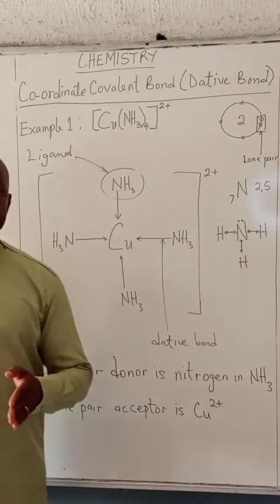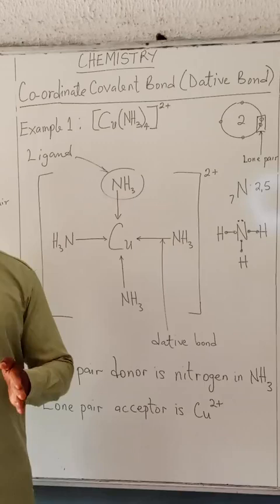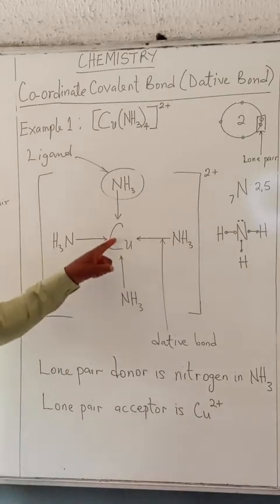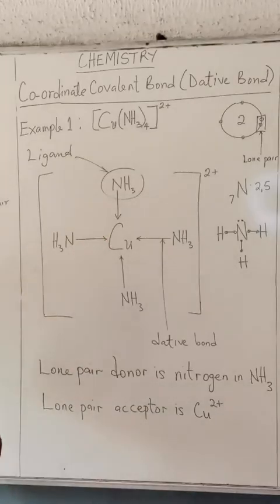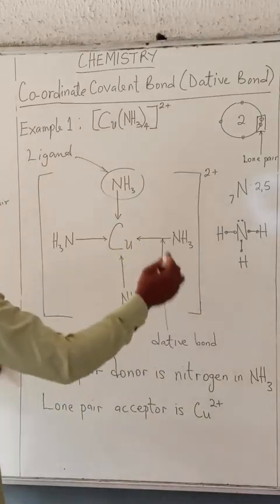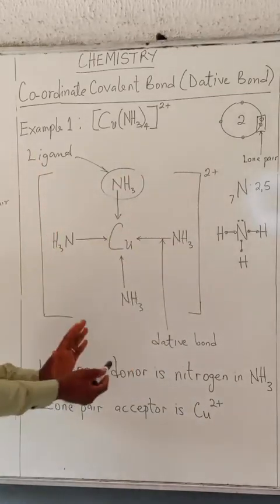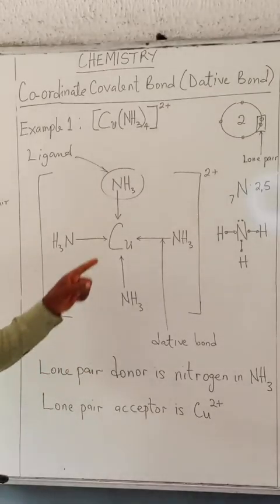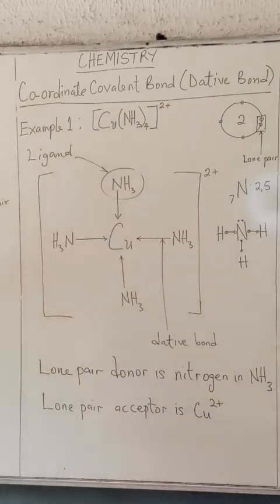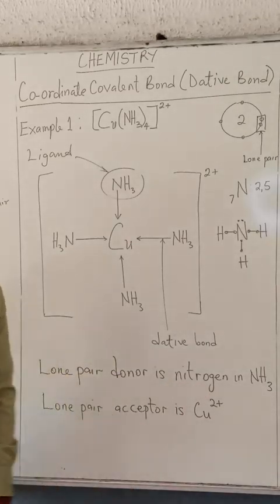That atom which has the lone pair will be the donor atom, as in this case the donor atom is the nitrogen in ammonia, and the acceptor atom is copper 2 ion at the center. Do you understand? Did you notice that there is overall charge of +2 that is given to all this complex ion? That charge is coming from the copper 2 ion, which is right here in the middle. Do you understand? So here I will say lone pair donor is the nitrogen atom, and then the lone pair acceptor is the copper 2 ion.